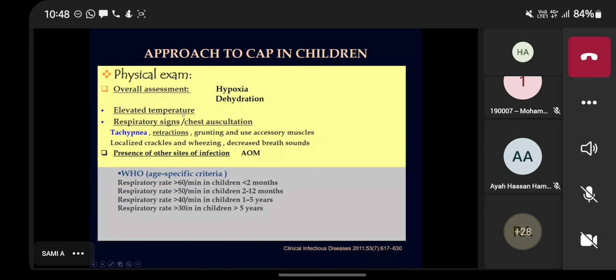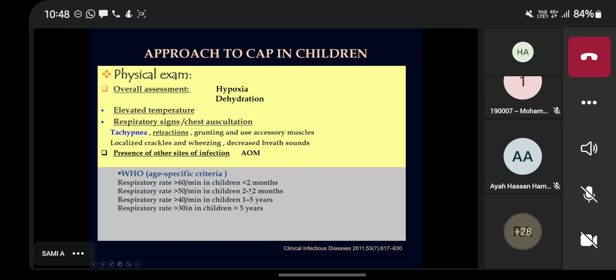Definitely, you will measure the fever, and also you examine for other foci. But tachypnea is the most sensitive and specific sign of radiologically confirmed pneumonia. Even the WHO suggested that tachypnea and retraction are the most accurate signs for pneumonia. As you know, in low resource countries, they don't have access to imaging. So the WHO established criteria.